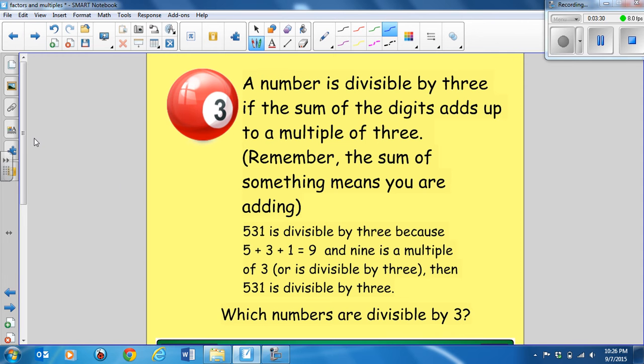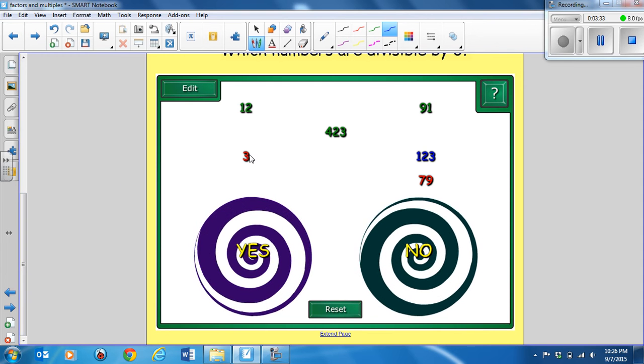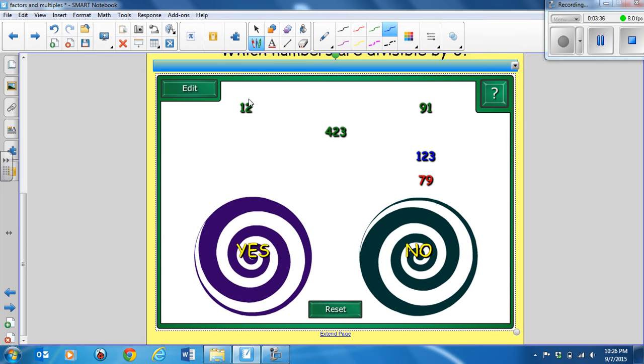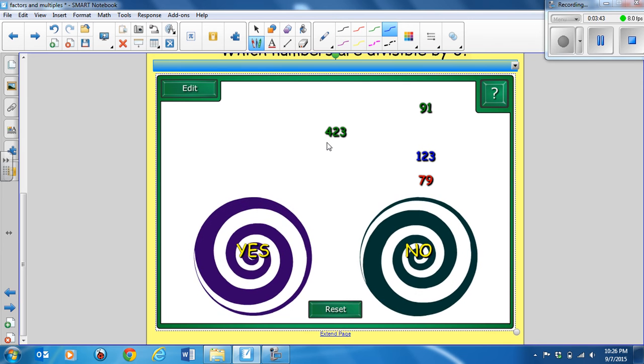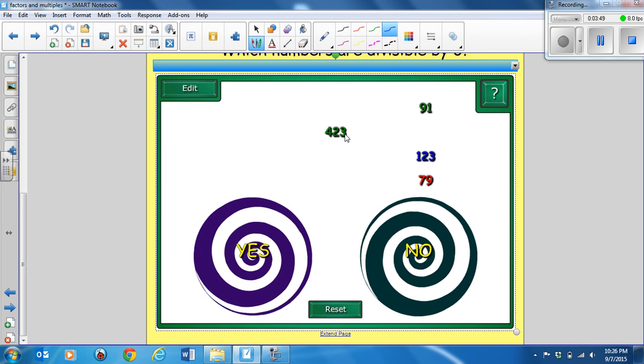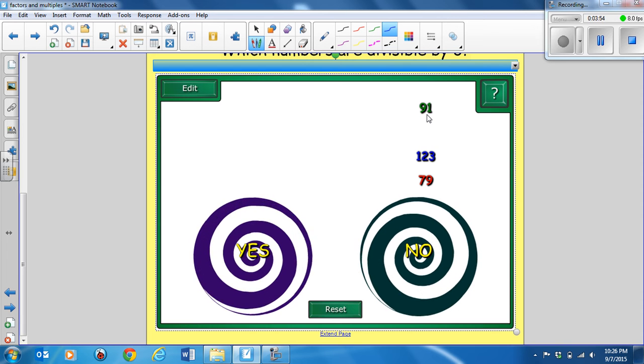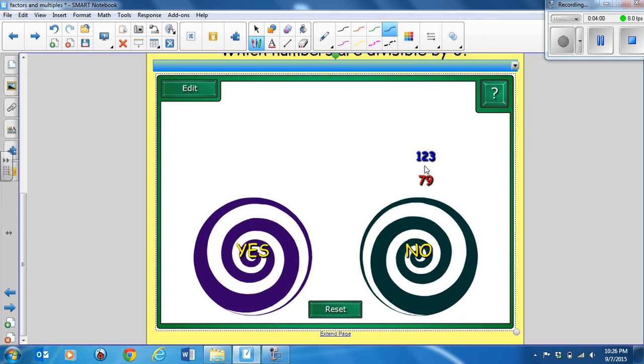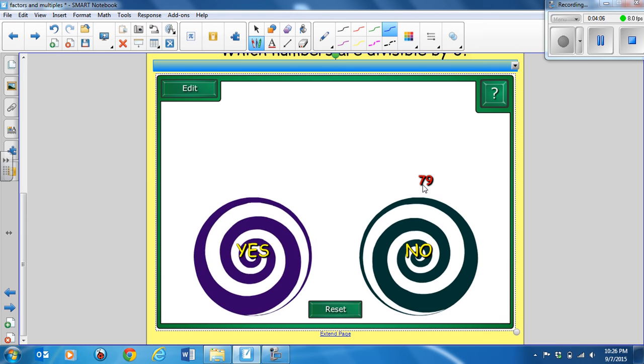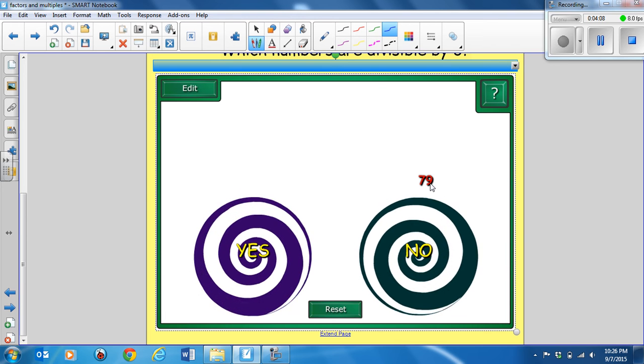Alright, now a number is divisible by 3 if you can add up the numbers. So 3. 3 divided by 3 is 1, so yes, we can. 12 divided by 3 is 4, so yes, it is. Alright, let's take a look at this one. 4 plus 2 is 6, plus 3 more is 9. So 9 divided by 3 is 3. So yes, we can do that one. 91. 9 plus 1 is 10. We cannot say 10 divided by 3, so it is not. 1 plus 2 is 3, plus 3 more is 6. 6 divided by 3 is 2. 7 plus 9 is 16. Can 16 be divided by 3? No, it cannot.